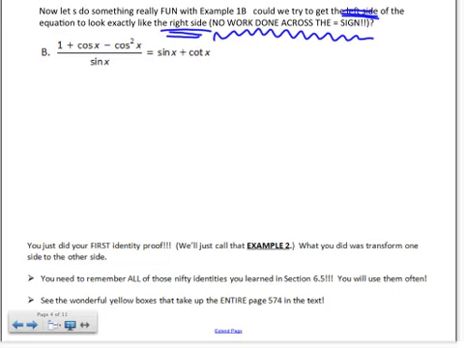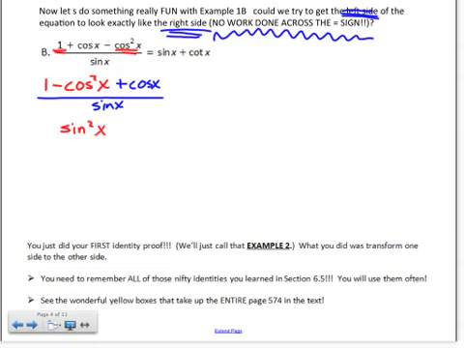Now, there are several ways we could go about doing this first one, but let's notice that we have an identity that can be grouped together if we group the 1 and the cosine squared. So I'm going to rewrite this as 1 minus cosine squared of x plus the cosine x, just rearranging it, all over sine x. When we do that, what do we know about 1 minus cosine squared of x? That's sine squared x. That is one of our versions of the Pythagorean identity, and you really need to know those. Over sine of x.